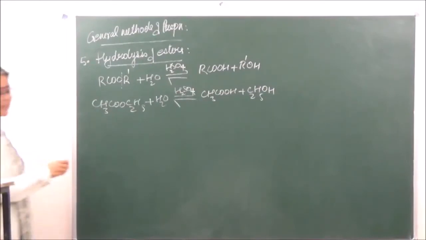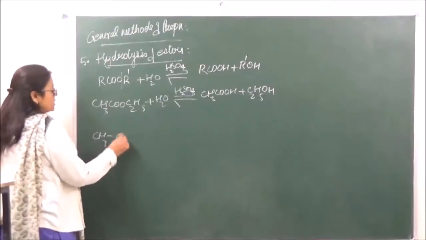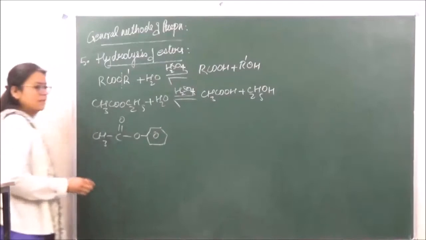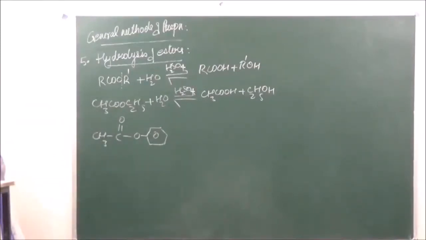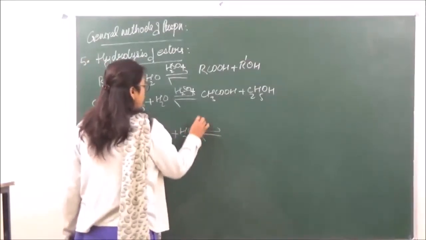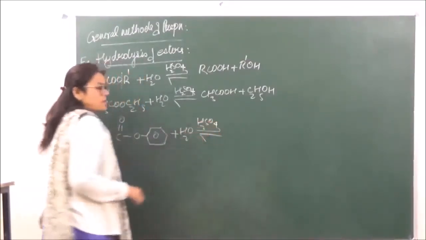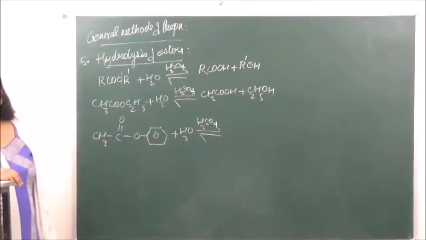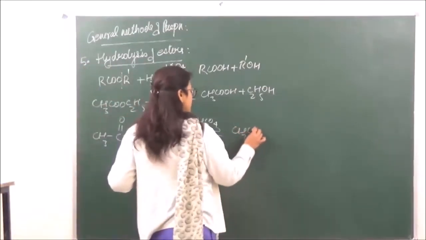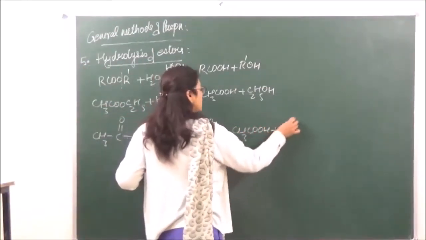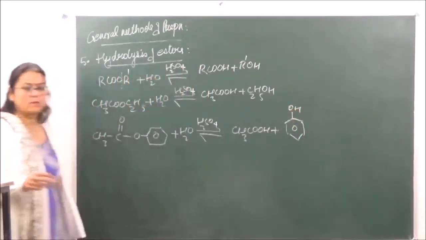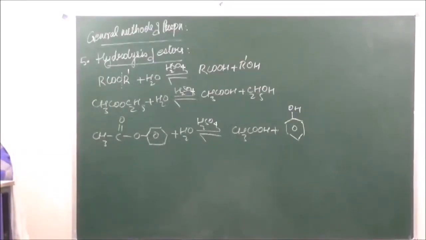Or let's take another example. We have CH3C double bond O with a benzene ring. This is phenyl acetate. So phenyl acetate plus water in presence of sulfuric acid is going to give us CH3COOH plus phenol. Okay, so this is hydrolysis in acidic medium.